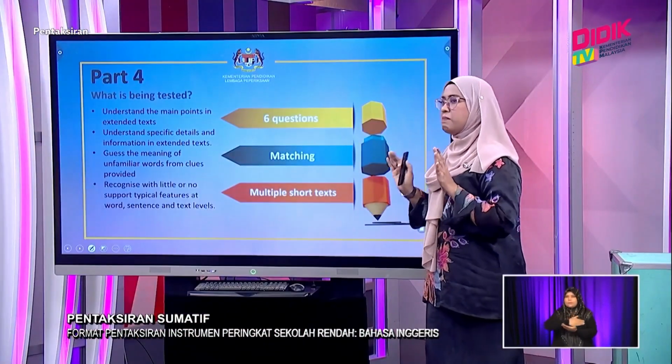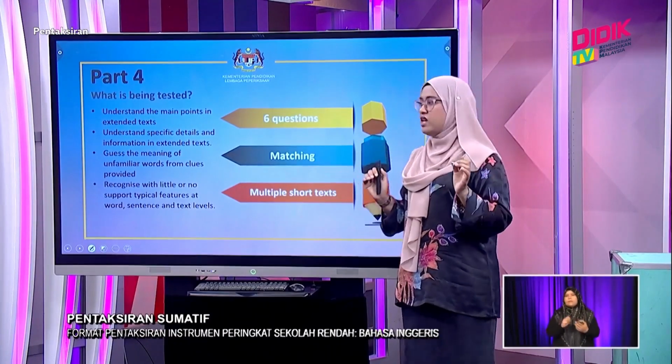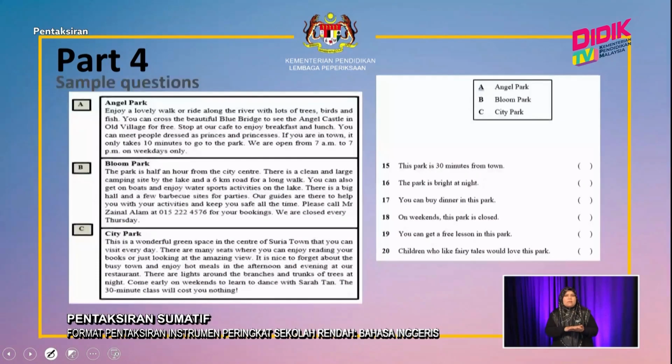Okay. So in part 4, we've got 6 questions, and it is a matching task. Candidates have to read multiple short texts. I'm going to show you a sample after this. They have to understand the main points in the text, as well as get the specific details, and again, understand unfamiliar words from the clues given within the text. All right. So are you ready to see the sample? Okay, let's have a look at the sample.